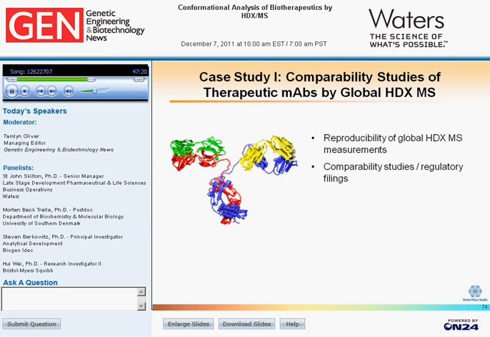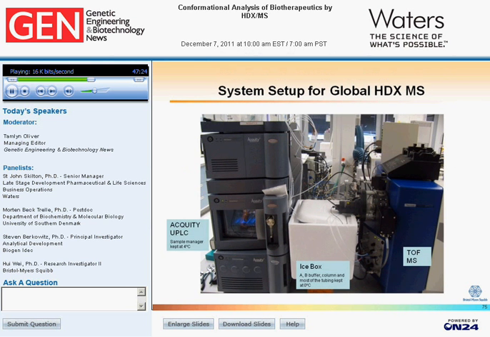So this is the system set up for global HDX-MS in our lab. It consists of a UPLC to deliver fast desalting of the proteins, an ice box that keeps the columns and most of the tubings at 0 degrees, and a TOF instrument that accurately monitors the change in protein mass in the HDX experiment. Next slide.